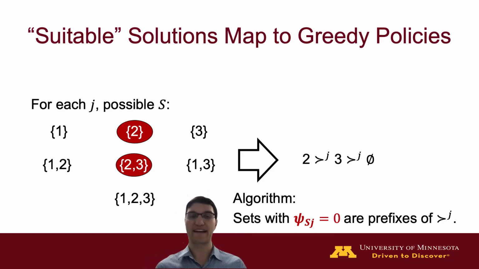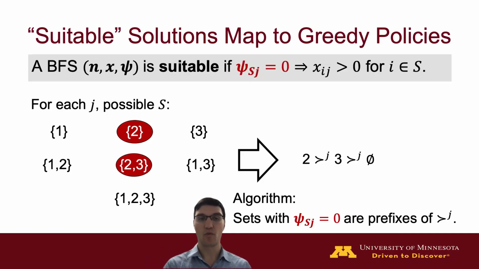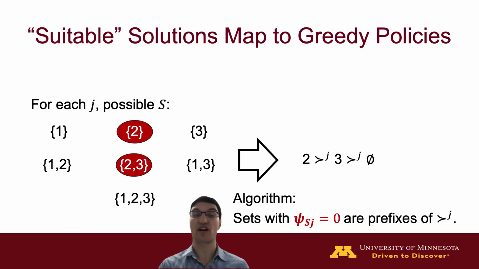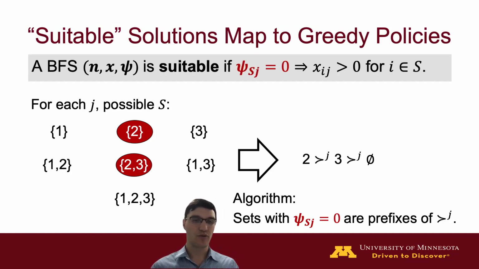So we didn't have to worry about that case where, say, 2 and 3 were both tight. But we did have to worry about other cases. For example, where we didn't have this nested structure, where only 2, 3 is tight, but not 2. And so for this, we introduce a definition of what it means for a solution to be suitable.